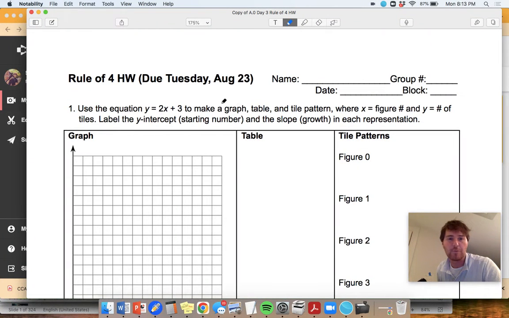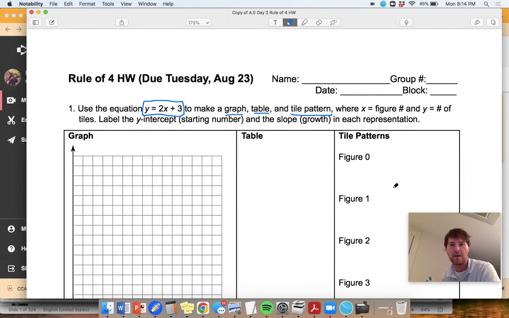And this is rule of four practice, so you're given the equation in this one. We really haven't talked about equations too much. And it says here, I want to make sure you read it: use the equation y equals 2x plus 3 to make a graph, table, and tile pattern. So those are the other three representations.